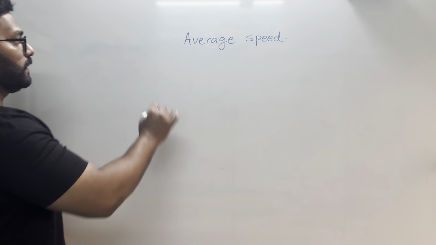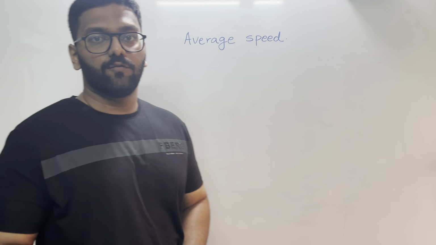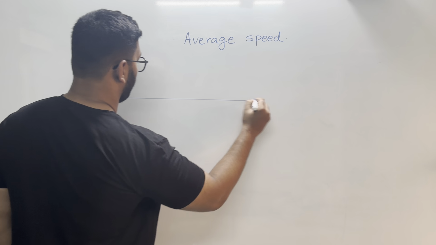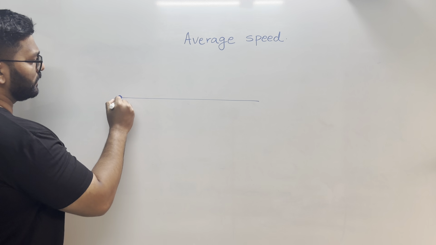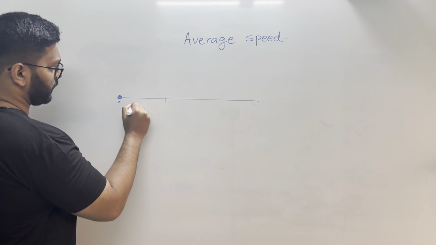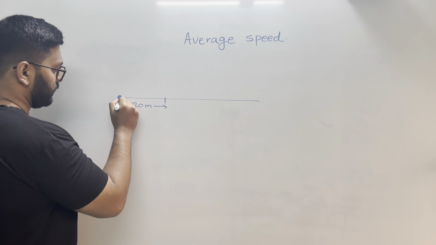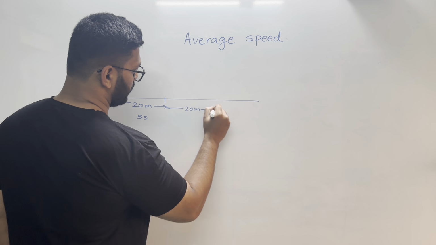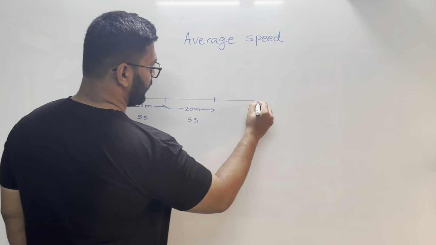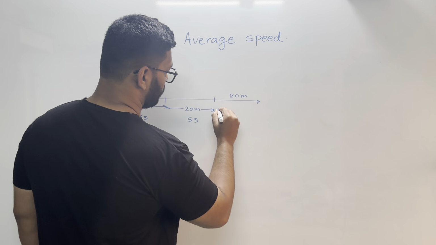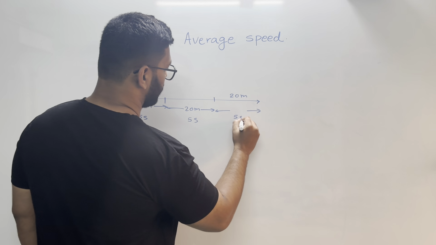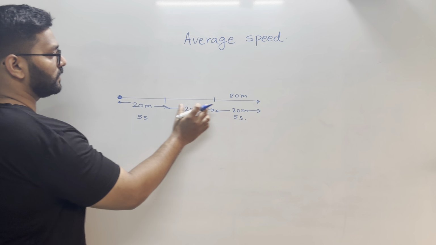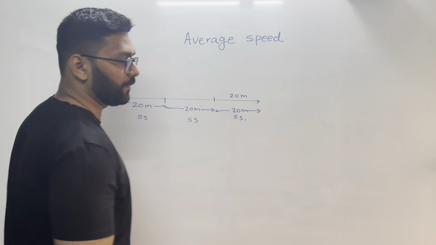Before we talk about average speed, I want you to understand what is a uniform speed. Suppose I have a particle and that particle is covering a certain distance, maybe 20 meters in 5 seconds, the next 20 meters in the next 5 seconds, and the next 20 meters in 5 seconds. So you can see from here that it is covering equal distances in equal intervals of time.